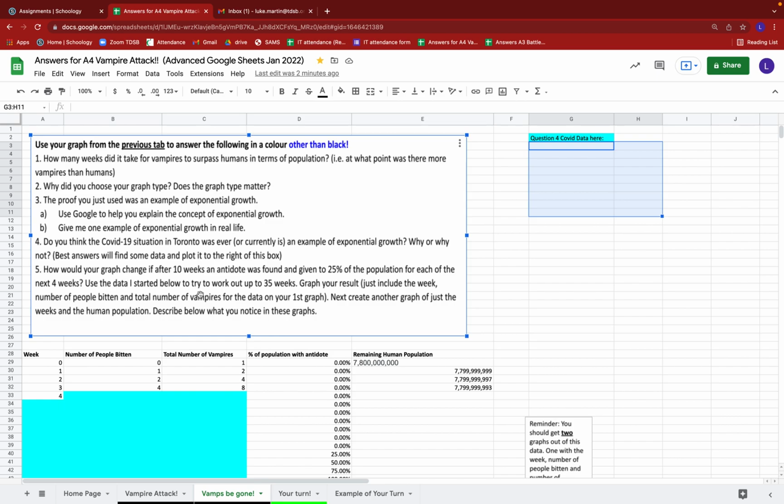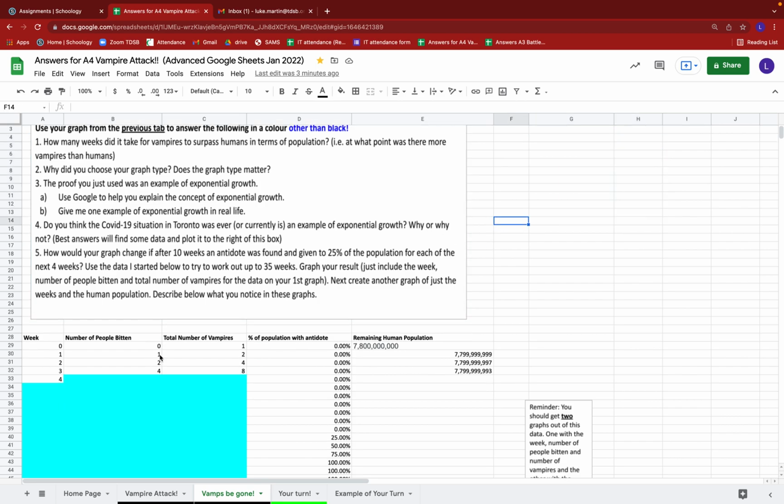How would your graph change if after 10 weeks an antidote was found and given to 25% of the population for each of the next 4 weeks? Use the data I started below to try to work up out to 35 weeks. Graph your result. Just include the week number of people bitten and total number of vampires for your first graph, and then create another graph that has just the weeks and the human population. I'd really like you to see the difference between those two things.